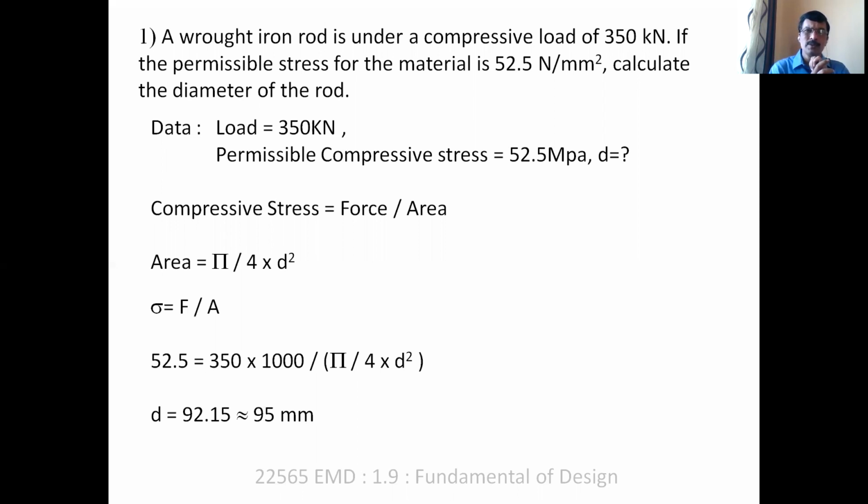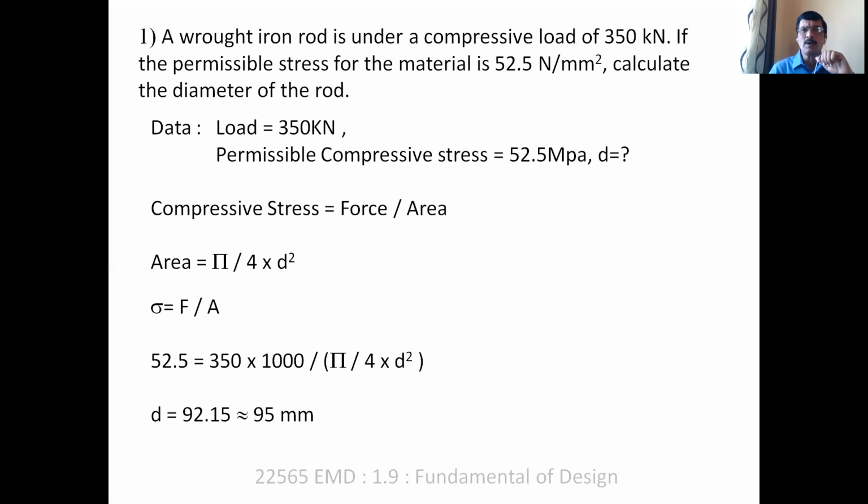So if you find it, d comes out 92.15. So 92.15 is a very odd figure, so let us make it suitable, 95 mm. Now you can go for 93 mm, 94 mm also. That is also a correct answer. But you should not go for 92. If you write 92 as a round-off value, then the stress becomes higher than 52.5 and the material will fail. So that's why we must go to the higher side. If there is 92.15, that means go for 95 mm. 95 is a safer dimension for this particular problem.